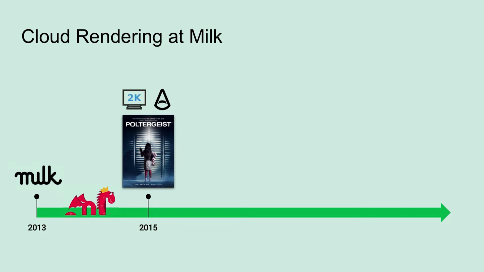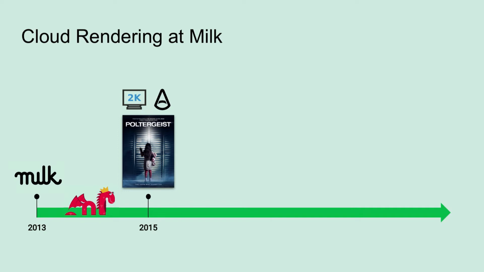So our first real project was on Poltergeist. It was 2K renders rendered in Arnold back in 2015. On this project, we put a couple of shots on the cloud. It was a small scale project, like a test of the cloud, basically. So we used maybe around 1,000 cores, I think. But for us, it was more like another test in this ongoing development around the cloud.